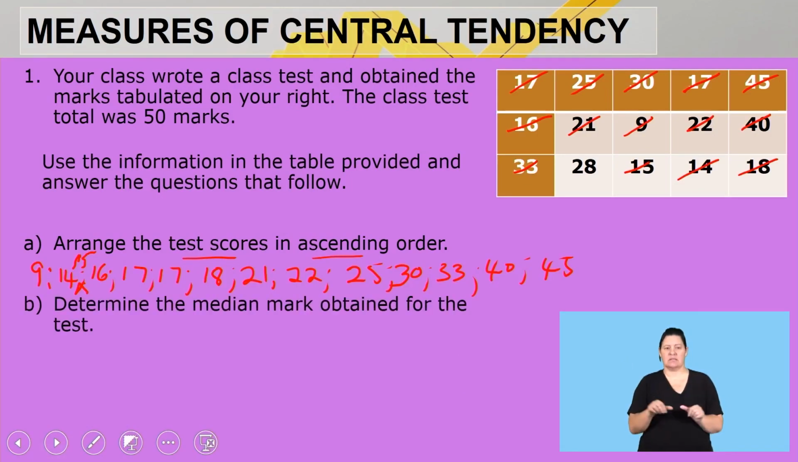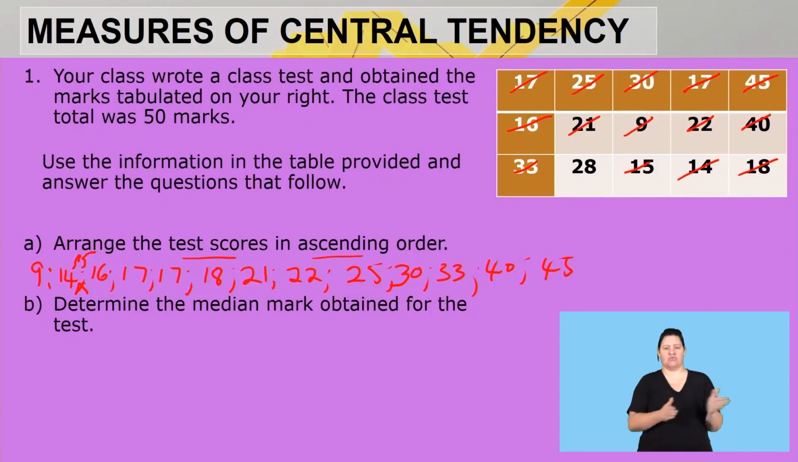Question 1b. Determine the median mark obtained for the test. Remember, what is our median? It's the most middle number. Now, looking at this, we have 15 numbers. So meaning we're going to have 7 numbers on our left and 7 numbers on our right-hand side, and we're going to have exactly 1 number in the middle. So I'm going to work with my arranged data set. So, 1, 2, 3, 4, 5, 6, 7. That one will be exactly in the middle. 1, 2, 3, 4, 5, 6.